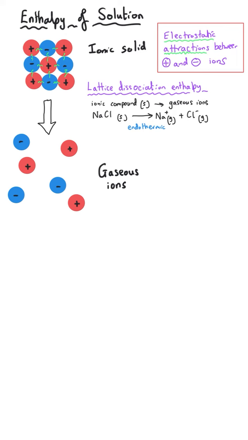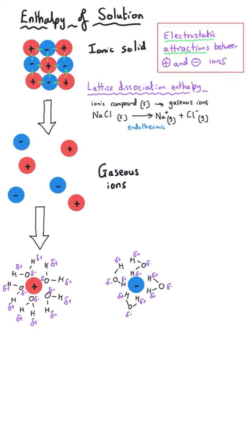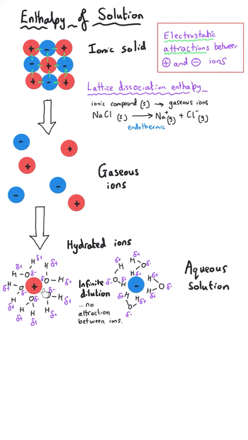This works because the water solvent forms new attractions to the ions in the lattice, and this creates an aqueous solution. In this aqueous solution, we say that the ions have been dissolved until we have infinite dilution. What that means is that there is no electrostatic attraction between the positive and the negative ion anymore. Those attractions are purely between the ions and the water solvent. And this works because water is a polar solvent.